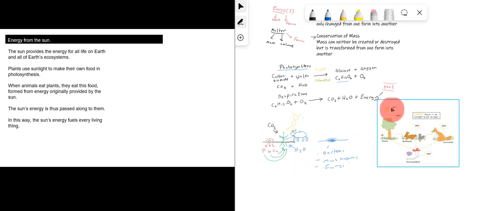So in this example that we've looked at, you have the sun. All of the energy that exists on the earth comes from the sun. So that's why the sun is very, very important. It gives basically all the energy to the earth. That's why humans are interested in this whole cycle, because we like to understand how it all works and how it all fits together. So the sun provides the energy for all life on earth and all of earth's ecosystems.